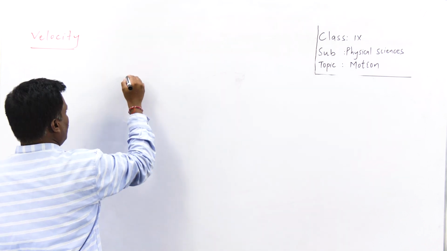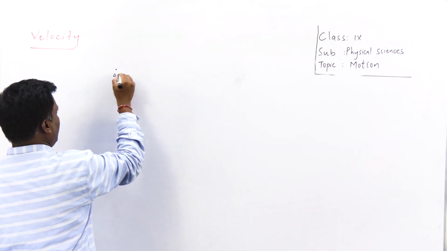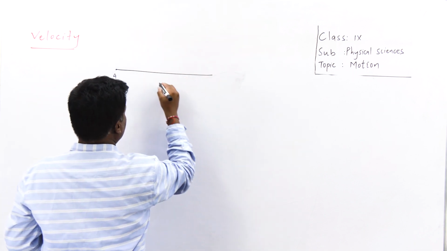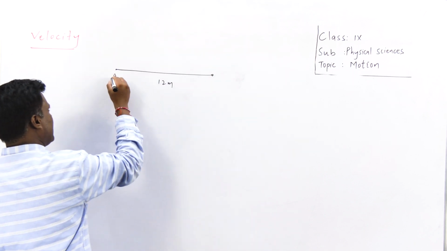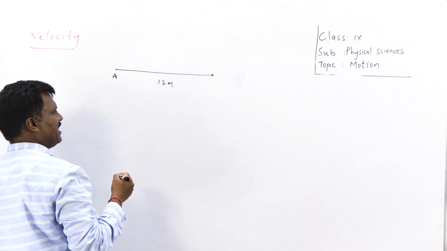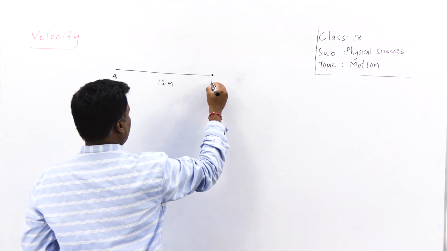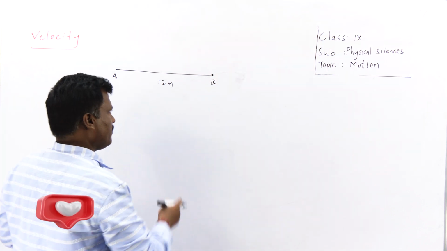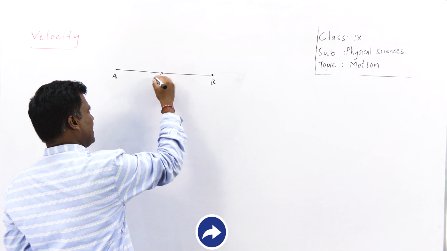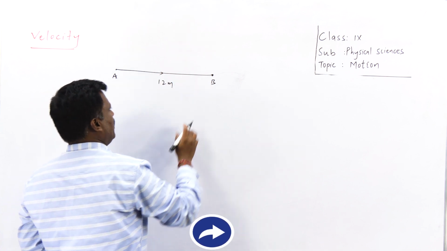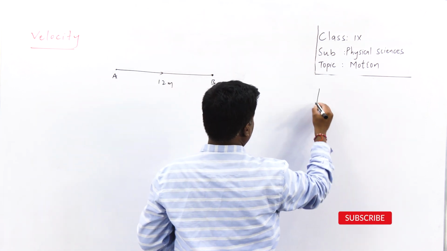Let's say your friend traveled 12 meters from initial point A. He started his journey and reached B. First he traveled 12 meters. What is the length of the path? 12 meters. From there, what are the directions we have?